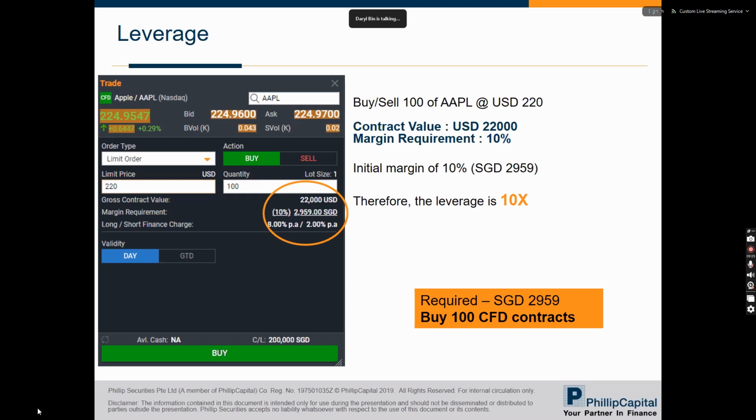From this ticket, you'll be able to see the long short financing charge. Do note that different counters have different margin requirements and financing charges. Do make sure that you check all these first before you place an order.